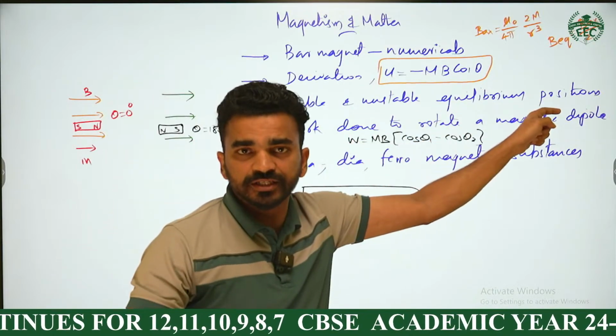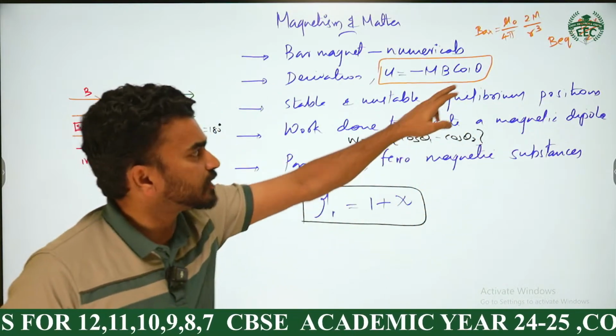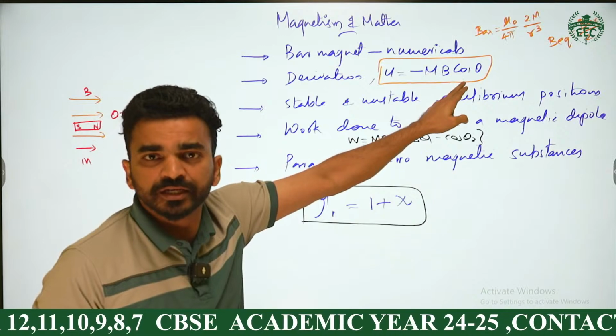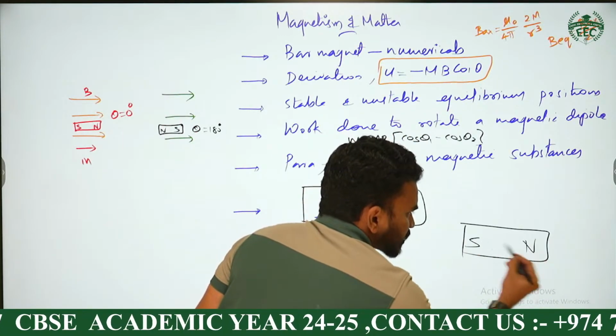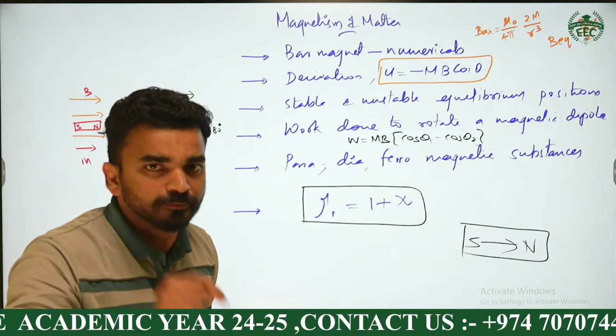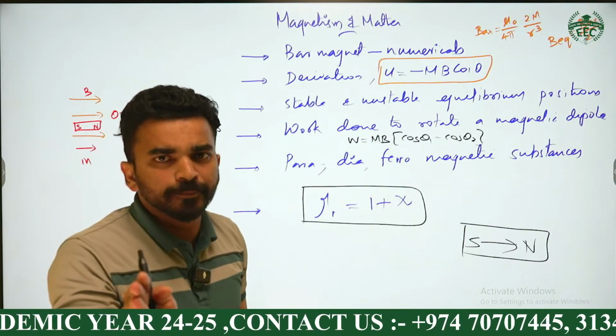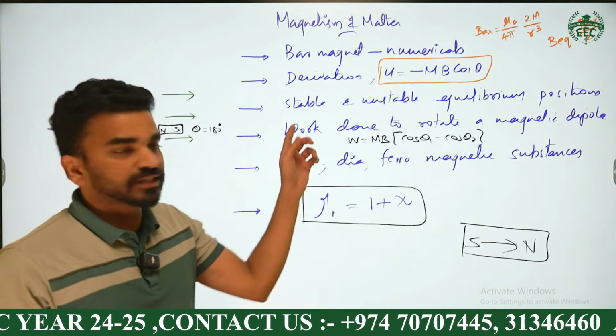Minus mB cos theta. Minus mB cos theta. All right, theta is the angle between the magnetic moment and the magnetic field. You guys know, right? What's the magnetic moment of a bar magnet? South to north. South to north is the magnetic moment of a bar magnet. Like the electric dipole moment, minus q to plus q. That's fine to you.